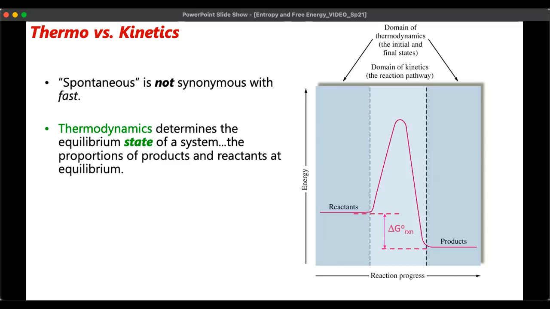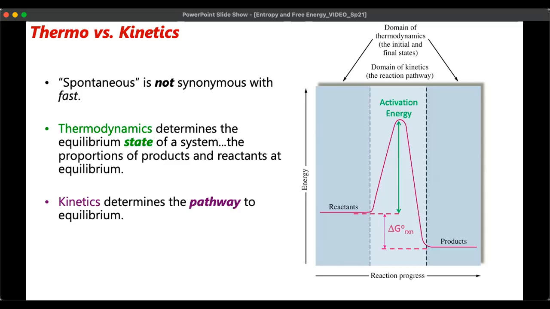This is thermodynamics. Delta G naught of a reaction measures reactants versus products. Kinetics determines the pathway. So is that barrier, that activation energy, very, very large or very, very small? That's the domain of kinetics. So because it's thermodynamically favorable doesn't mean it's fast. And that's why, when we're really reporting a full picture of a reaction, we're talking about not only its thermodynamic values, but also its kinetic rate constants and activation energy.